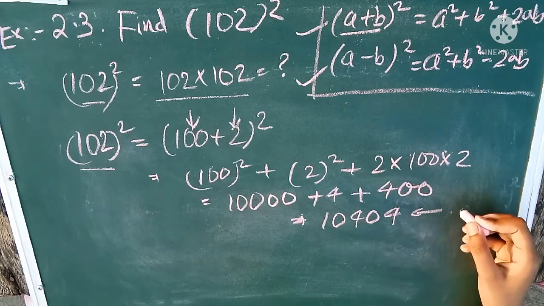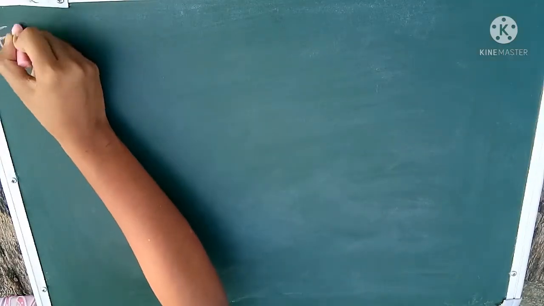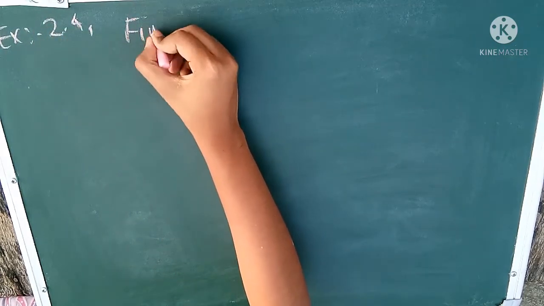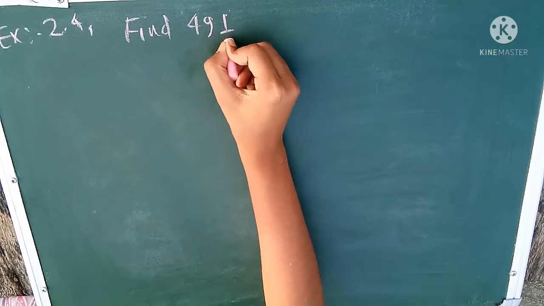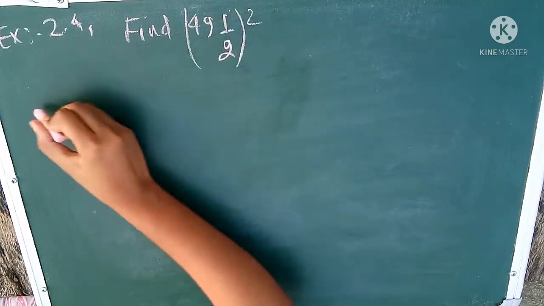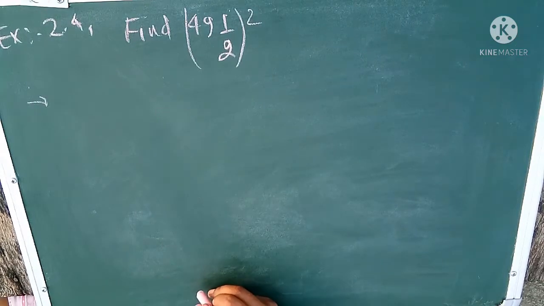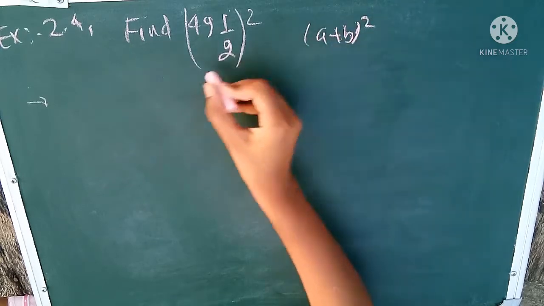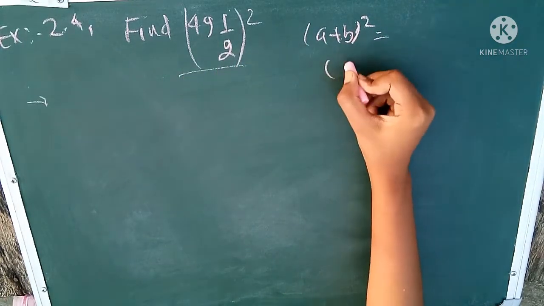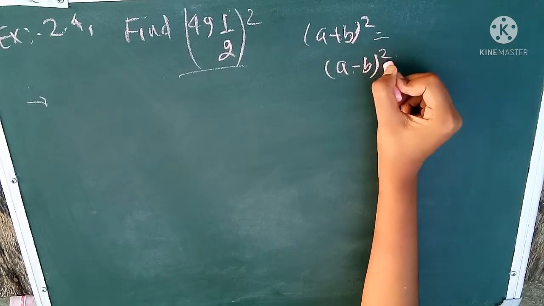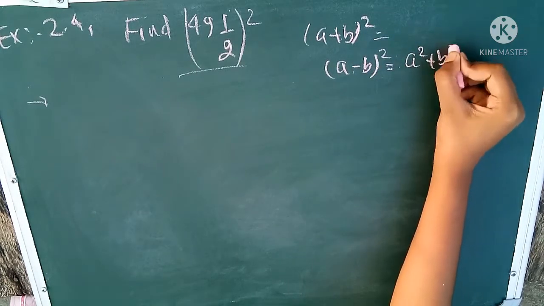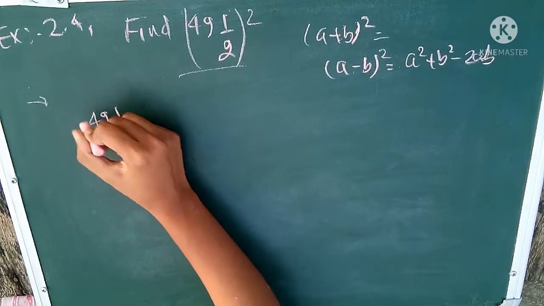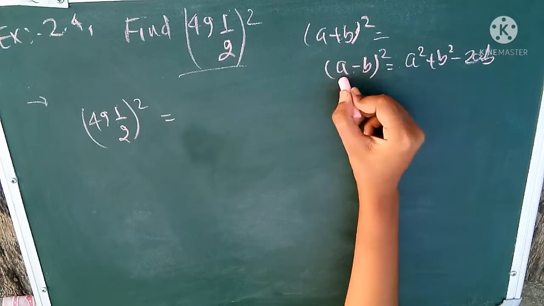So example 2.4 says that here also we have to find the value of 49.5 to the whole square. The previous question we solved using the formula of a plus b to the whole square. Now let us solve this question by using the formula a minus b whole square, which is a square plus b square minus 2ab. Now how can we convert this 49.5 in the form of a minus b?